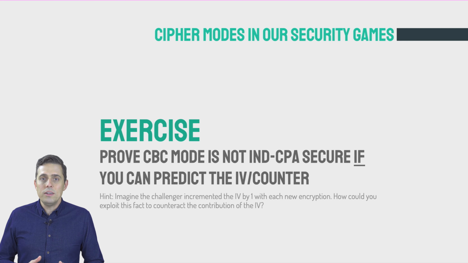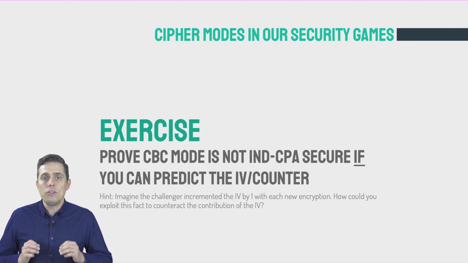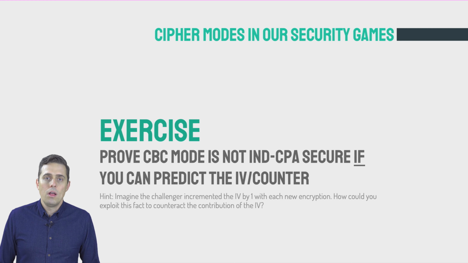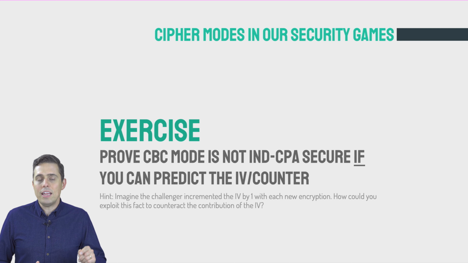Okay, so here's a bit of homework. Prove that the cipher-block chaining mode of operation is not secure under chosen plaintext attack if the initialization vector can be predicted ahead of time. So for example, imagine that the challenger understood that they could not pick the same initialization vector twice. And as a way to ensure that, they incremented the initialization vector by 1 every time.